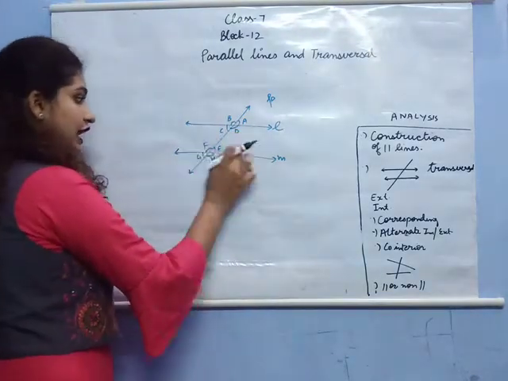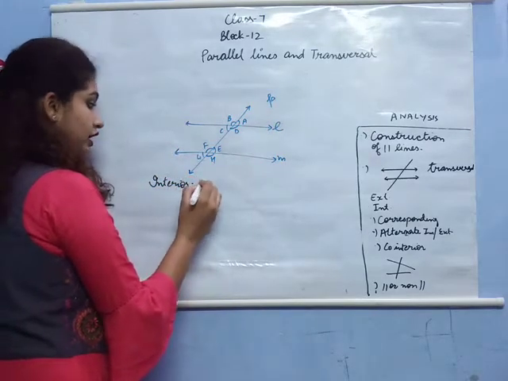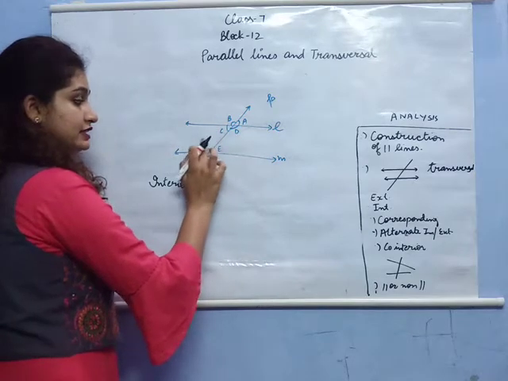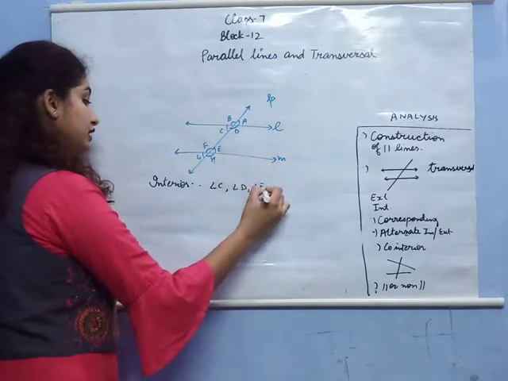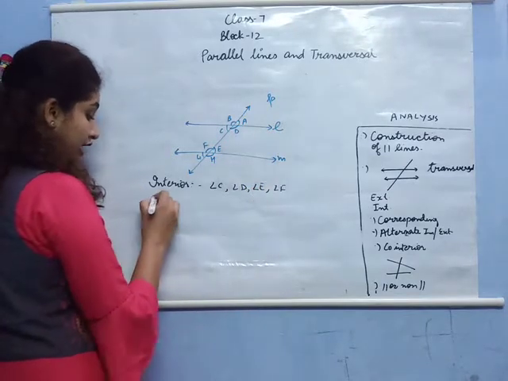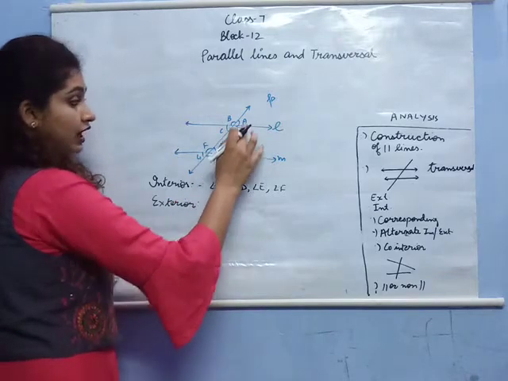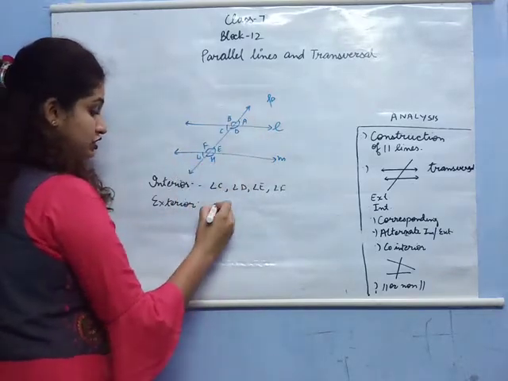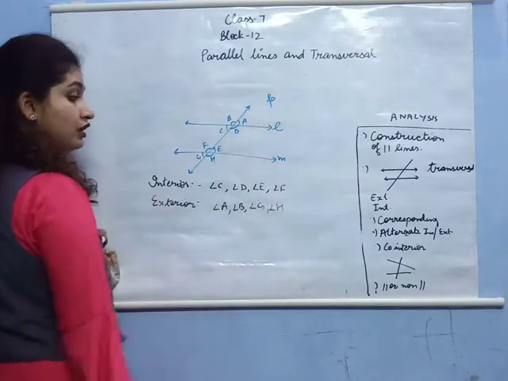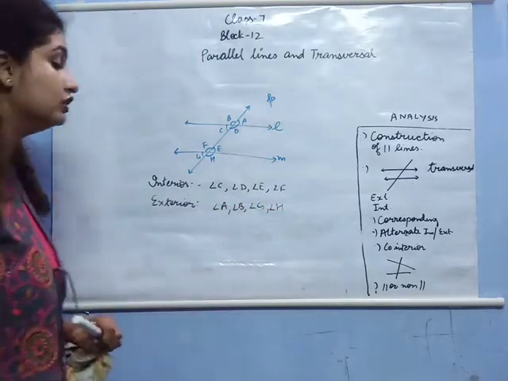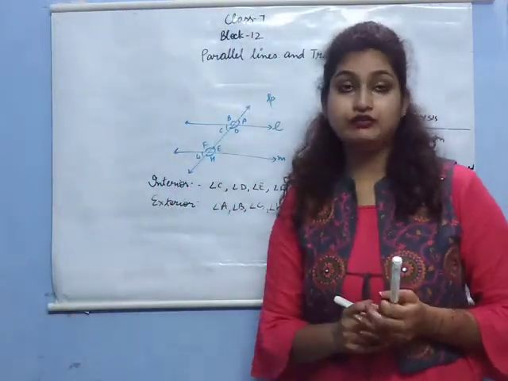Again, the interior angles are C, D, F, E. Angle C, angle D, angle E, angle F. Exterior angles are angle A, B, G and H. Right? Now if we talk about the corresponding angles, what are the corresponding angles and how are they affected?